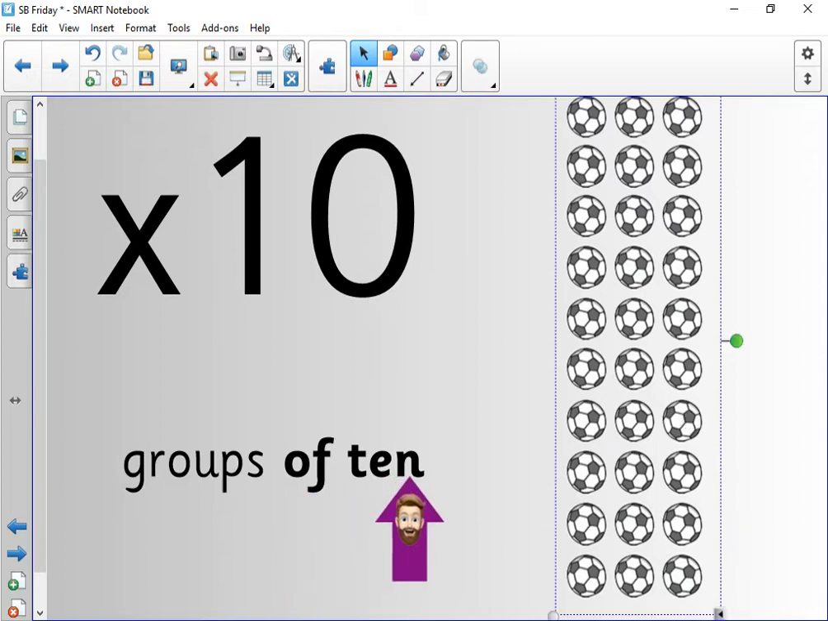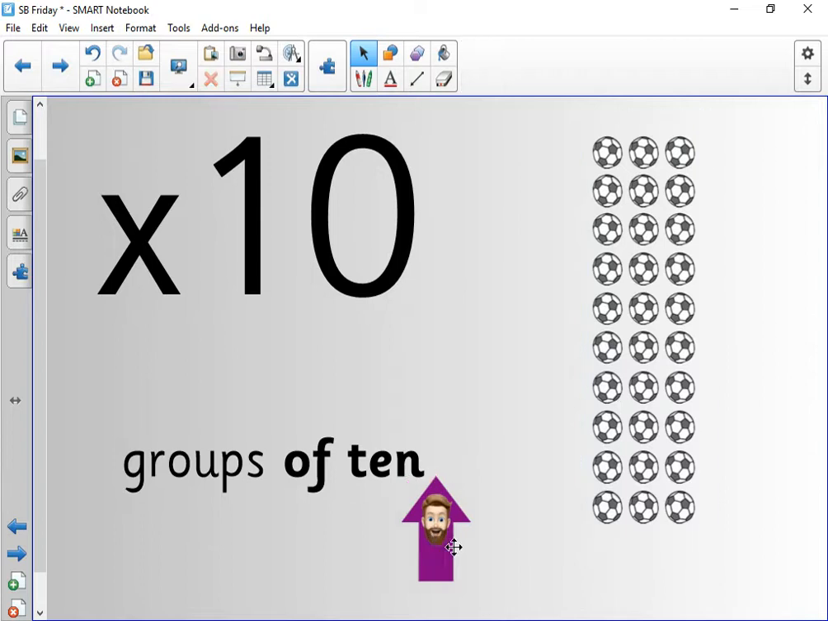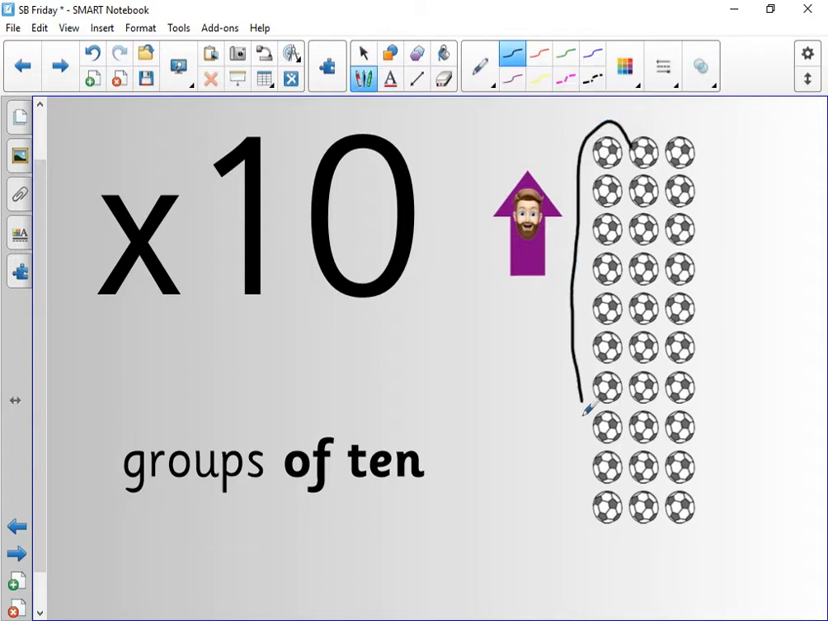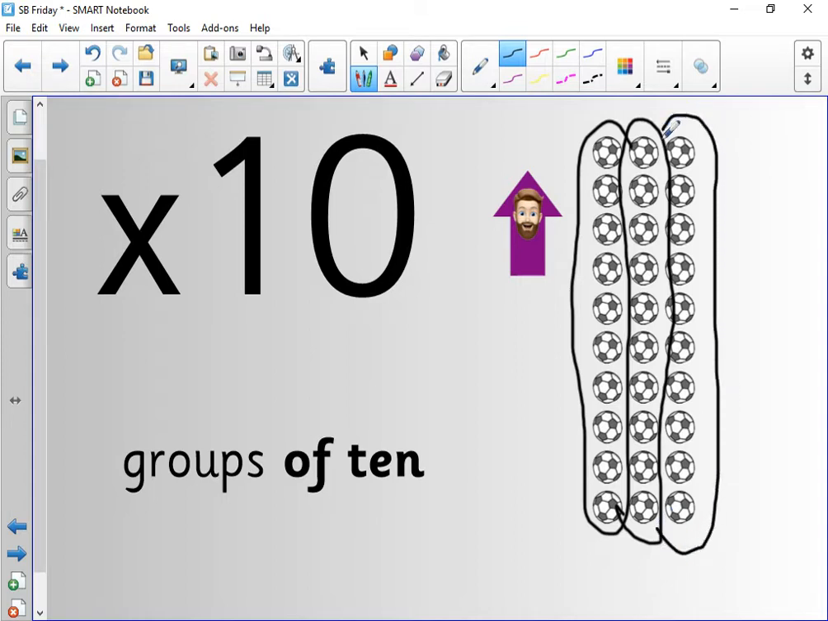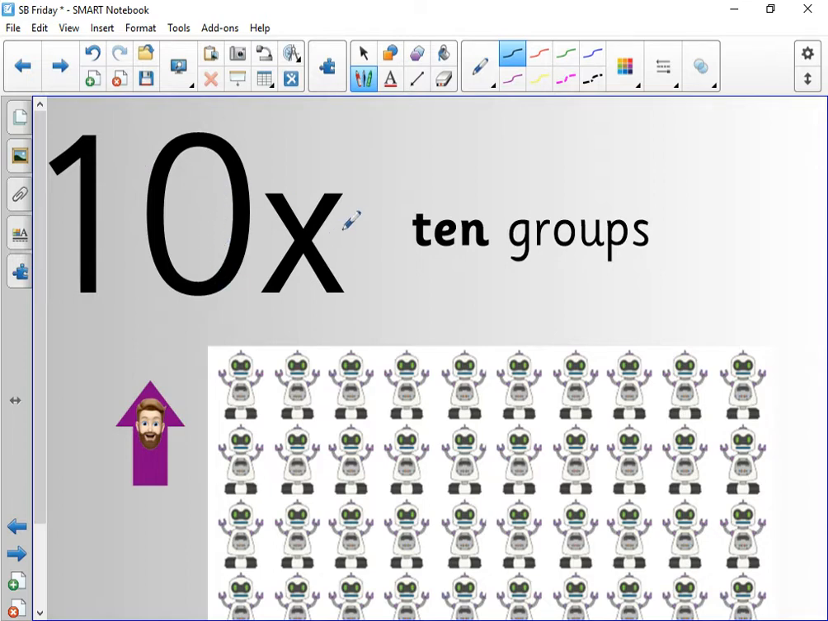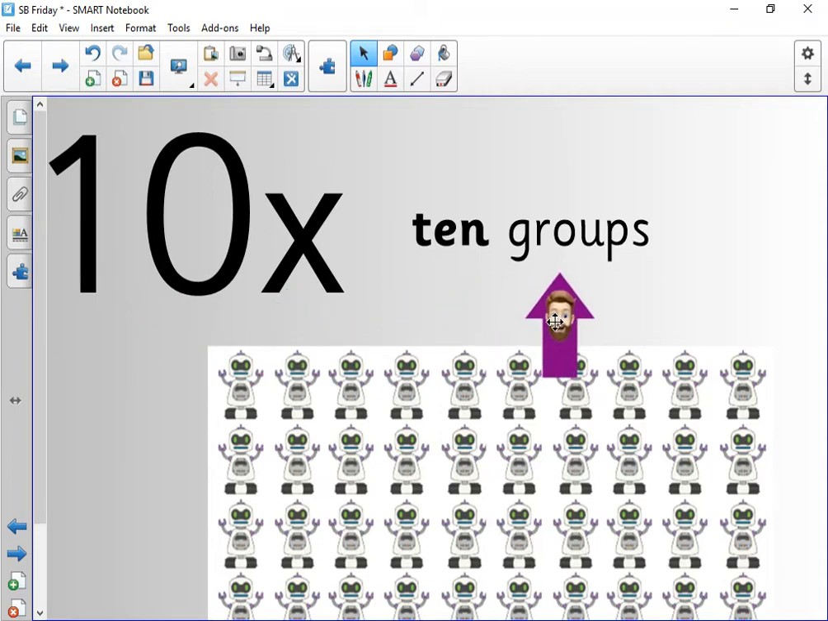So I've got an array here, just make it a little bit smaller. I've got an array of footballs here. Can you see the groups of 10? Are the groups of 10 in columns or rows? Well, they're in columns, aren't they? There's a group of 10 and another group of 10. Shout out how many groups I've got. Well done, I've got 3. So the 10 times table also means 10 times, which is 10 groups.